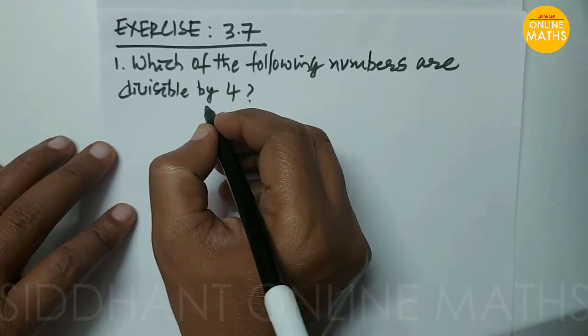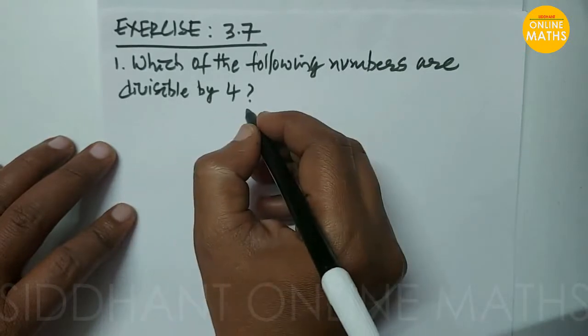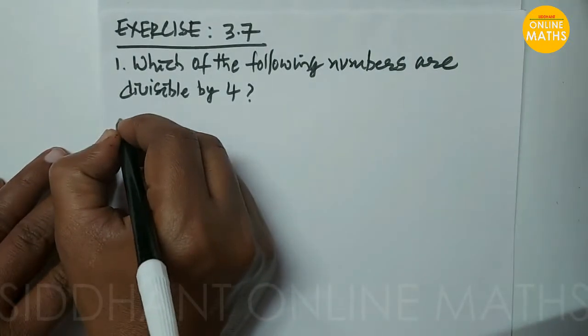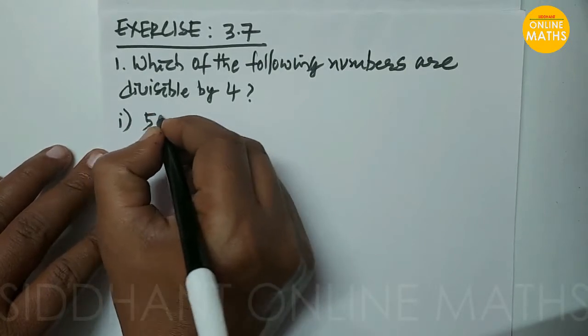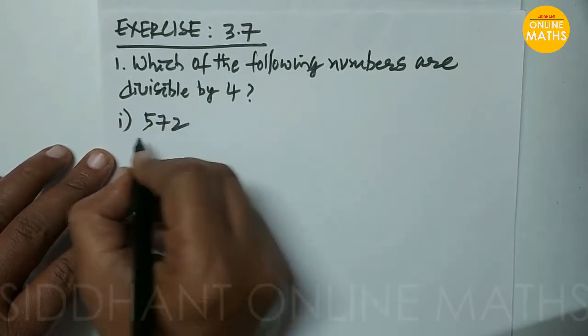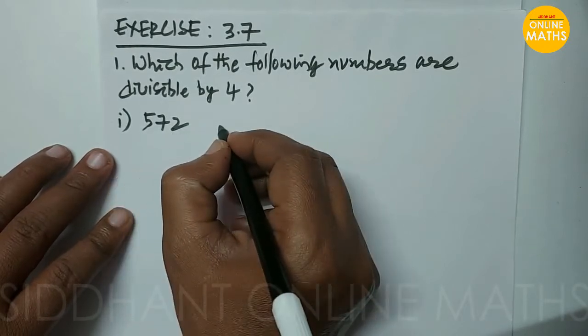Exercise 3.7, first question. Which of the following numbers are divisible by 4? So in this first question, 572. So we are going to check whether it is divisible by 4 or not.